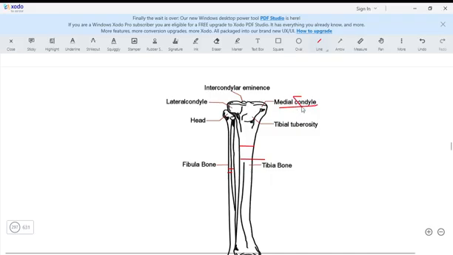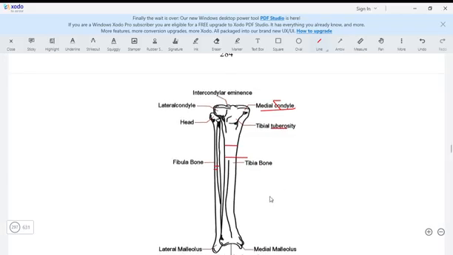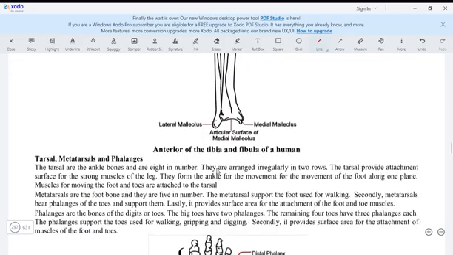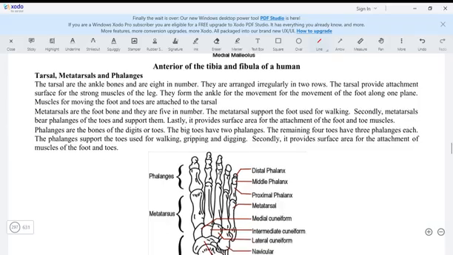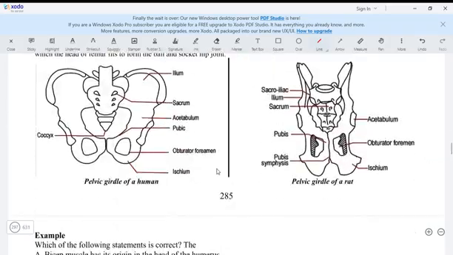So that's the part that joins with the femur. At the kneecap, the medial condyle is in the middle, then the lateral. Then we also have the head. This one also has a tibial tuberosity, just like the tuberosity we had in the humerus. Then the tibia bone, fibula bone, they are all there. Now, the last one is the tarsals, metatarsals, and phalanges.